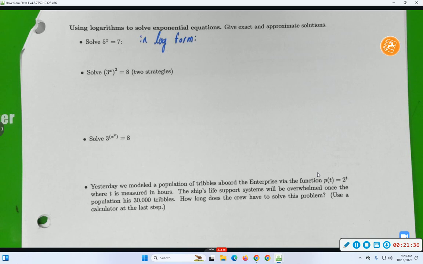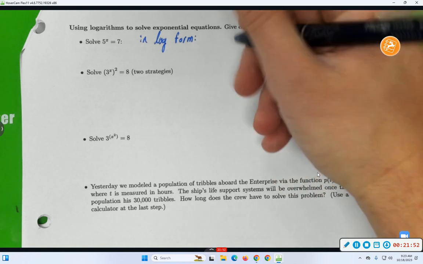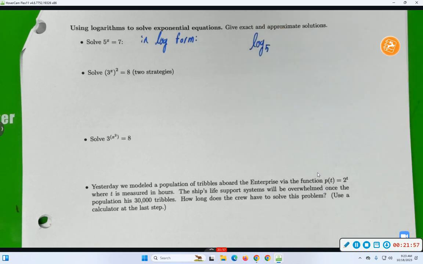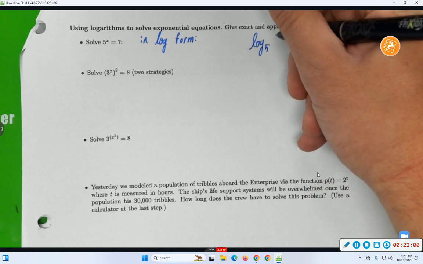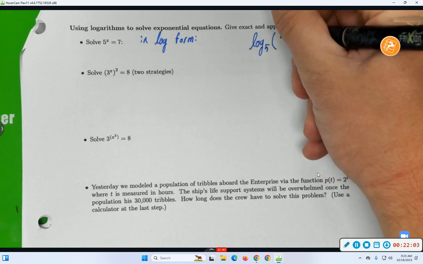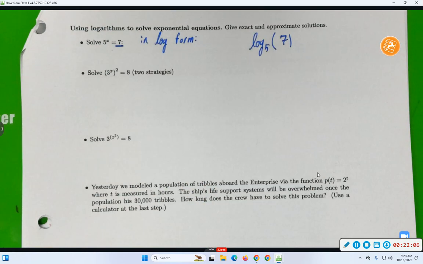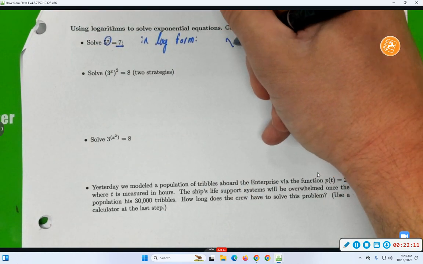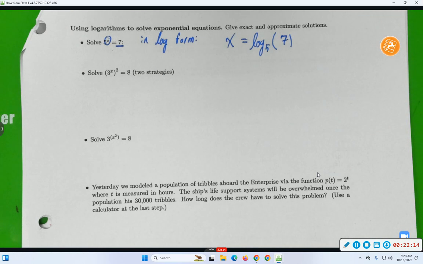What do you get? What's the base of the exponent? 5. So log base 5 will be what you get when you write it in log form. What will be the thing in the parentheses? 7. The thing on the other side of the equal sign becomes the thing in the parentheses. And then the thing in the exponent is now solved for. So x is equal to the log base 5 of 7. We now know what x is.